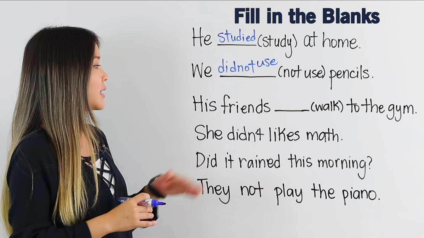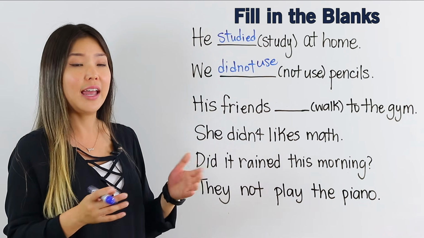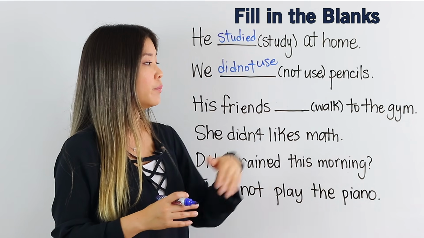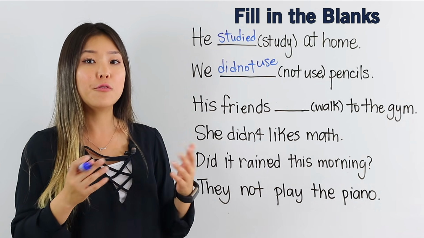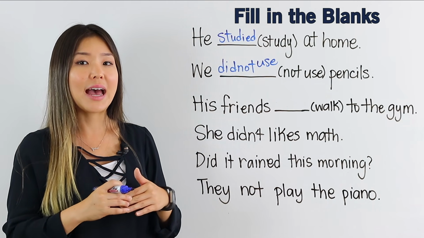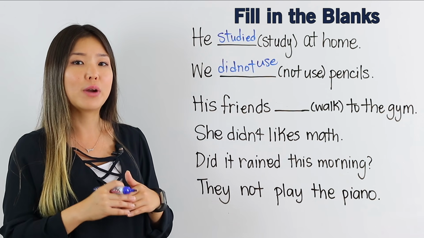The next sentence says, his friends or they walk to the gym. What's the past tense of walk? We simply have to add ed because it's a regular verb.